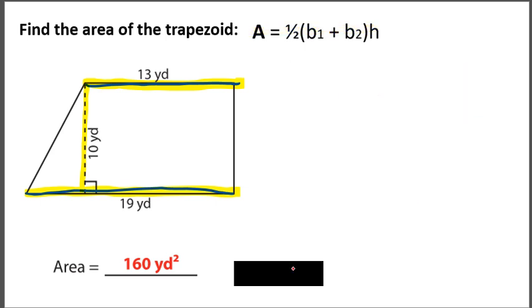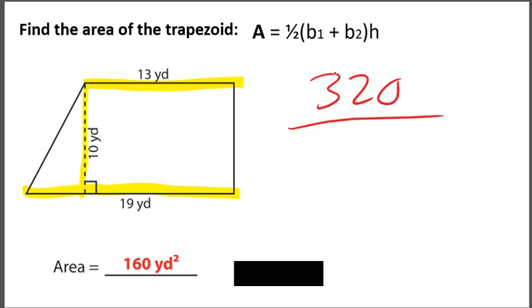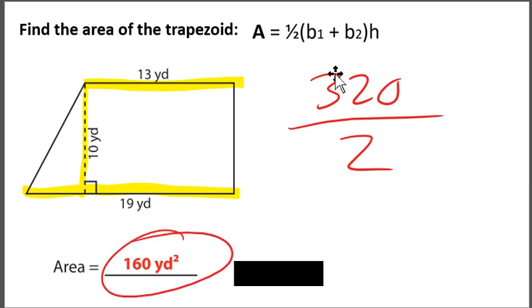If the formula confuses you, one thing you can always look at is just say, okay, I know I need to add the bases. If I add the bases, 13 plus 19 we know is 32. Now, once I've added the bases, I simply need to multiply that by 10. Well, we know that 32 times 10 is 320. That gives us our 320, and if we divide that by 2, we get the ever-important 160.